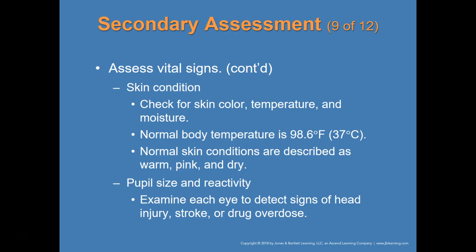So the next vital sign will be skin condition. We already should have checked this when we did our primary. We're looking for skin color, temp, and condition or moisture level. Our normal body temperature is about 98.6. We can check for a temperature by holding the back of our hand to the patient's forehead.